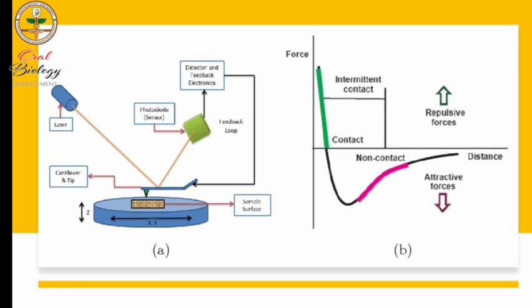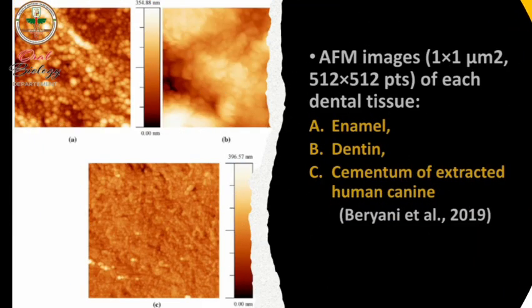And here to the left is how it works, and in B, the intermittent contact or tapping technique and the differences between contact and non-contact. And here is another example showing atomic force microscopic images of different dental tissues, enamel, dentine and cementum, of an extracted human canine, as you can see in the pictures.